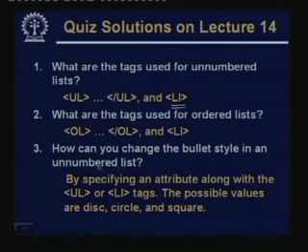How can you change the bullet style in an unnumbered list? For bullet style, there is an attribute you can use. There are three possibilities: you can have a disc, circle or square. You can change the bullet style to one of these three, and this can be associated with either the UL or the LI tags.